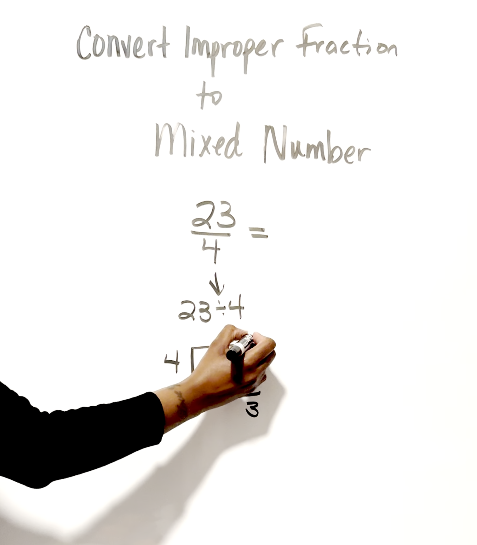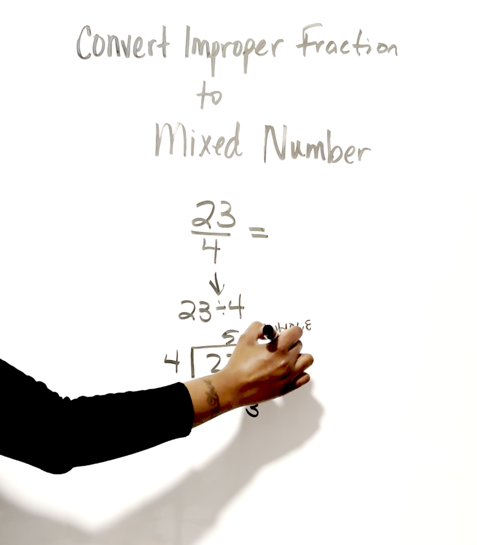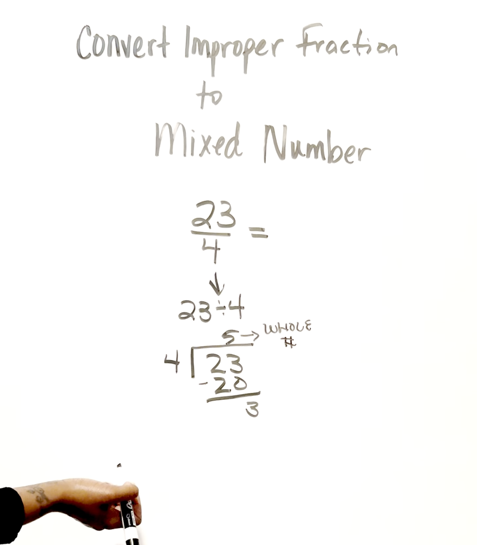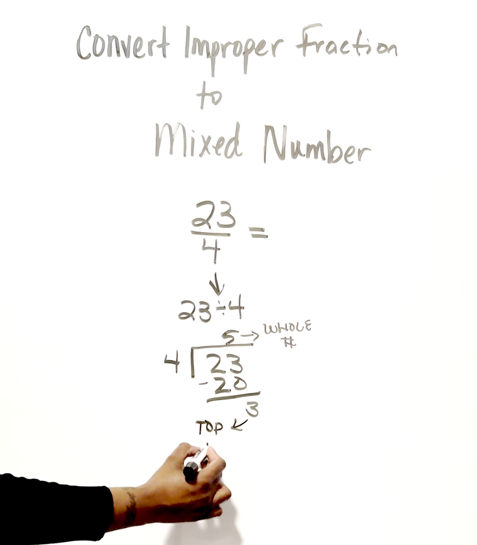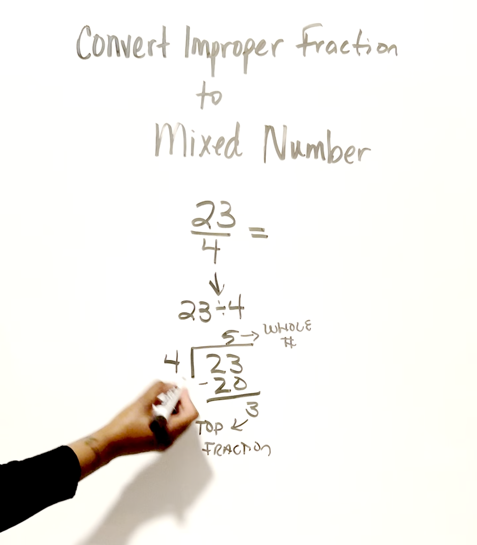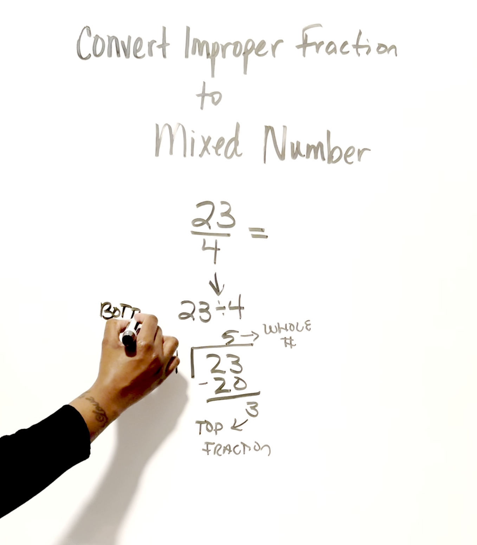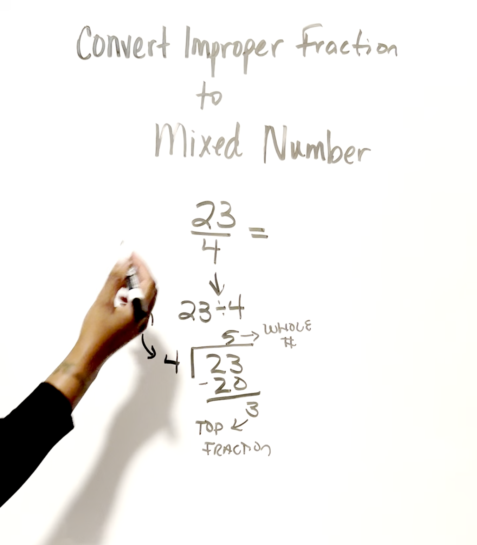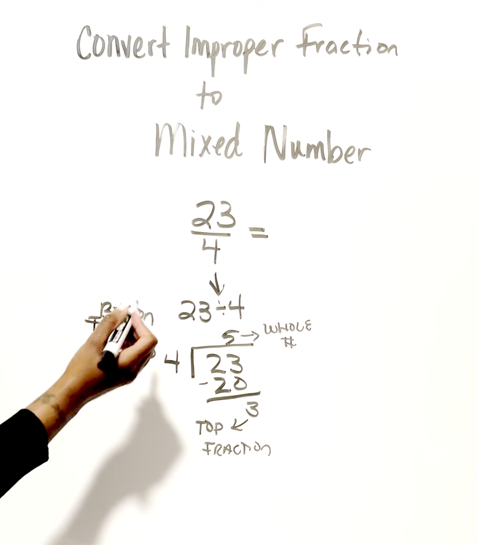Whatever the value is at the top, this is always going to be your whole number. Okay? Whatever you have left over at the bottom, this is going to be the top of your fraction. And then whatever is on the outside is going to be the bottom of your fraction. So if you notice, the bottom of the fraction doesn't change from its original form. Okay? So we use these notes.